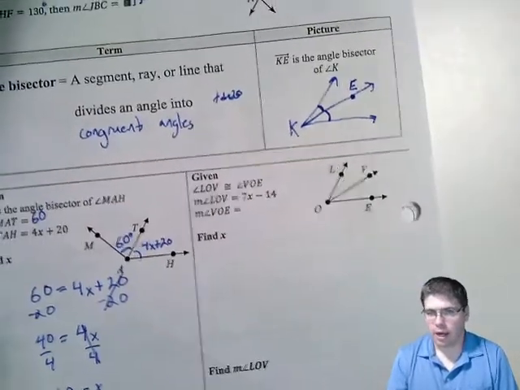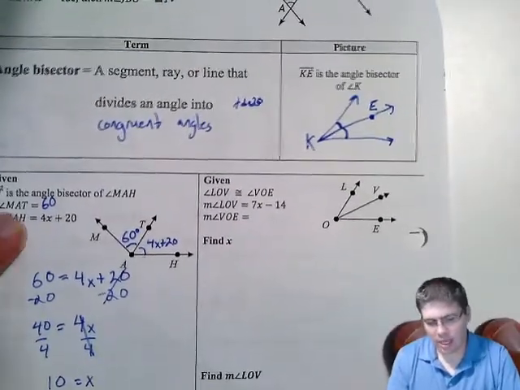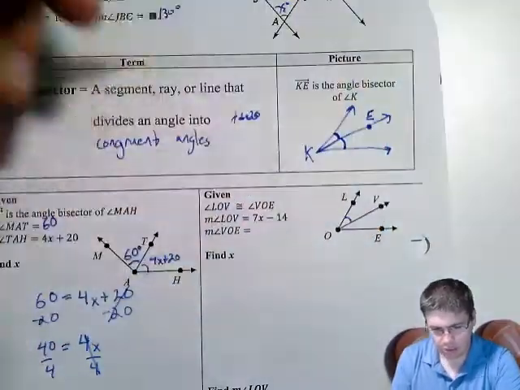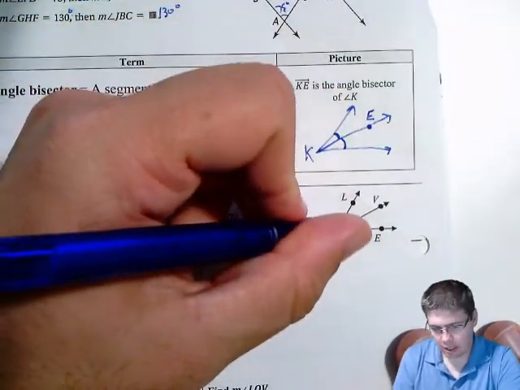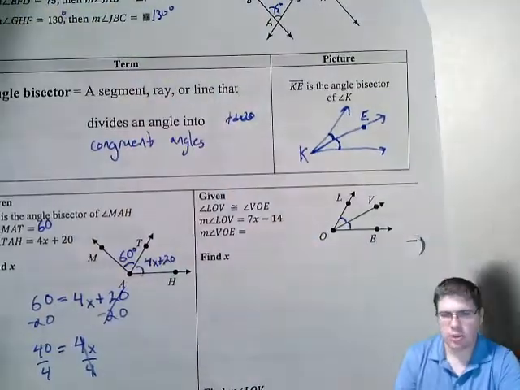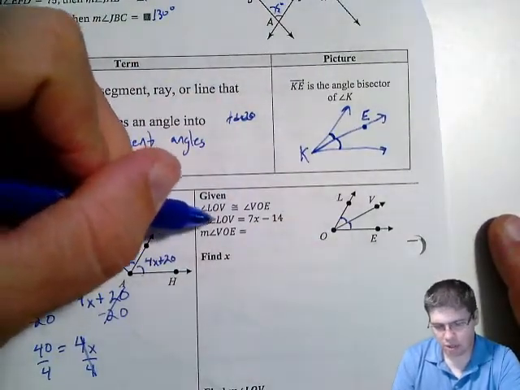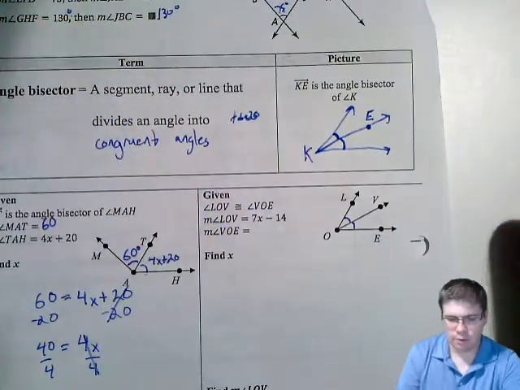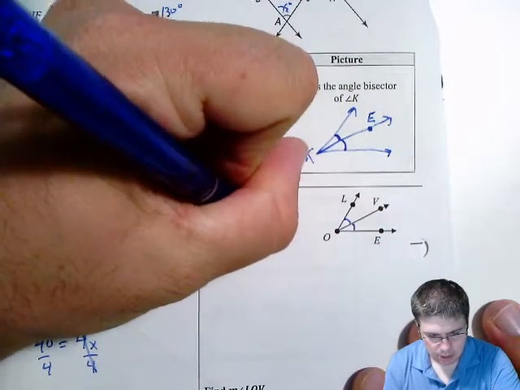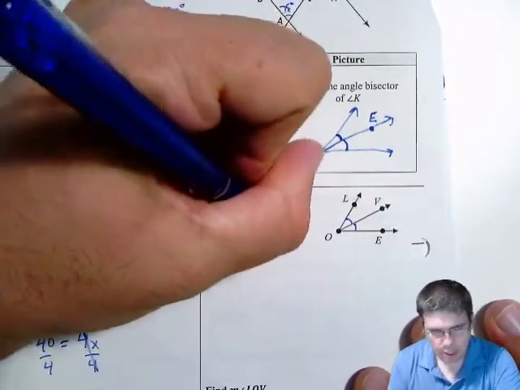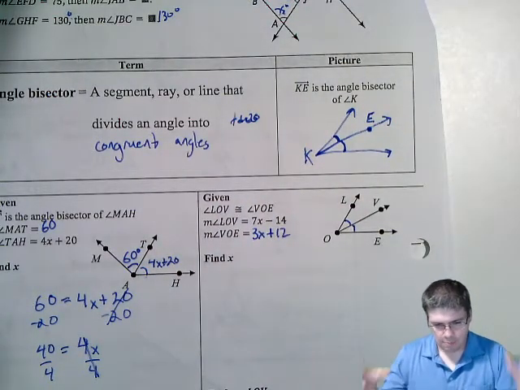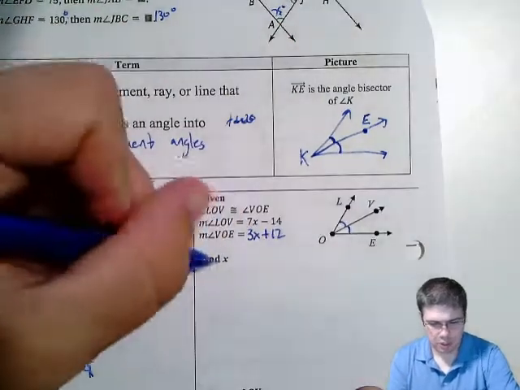Over here, we are not told that the angle bisector is there, but we're told that angle LOV, so this angle, is congruent to angle VOE. So basically they are bisecting again. It just didn't say it that way. Instead, it said that those two angles are congruent. So that means the measure of angle LOV should be equal to the measure of angle VOE. Once again, this wasn't given. What should have been given in this problem was 3x plus 12. So we know that those two measures are equal to each other.